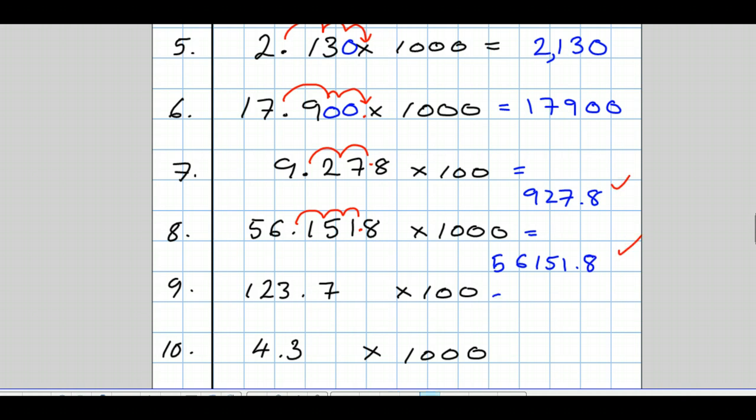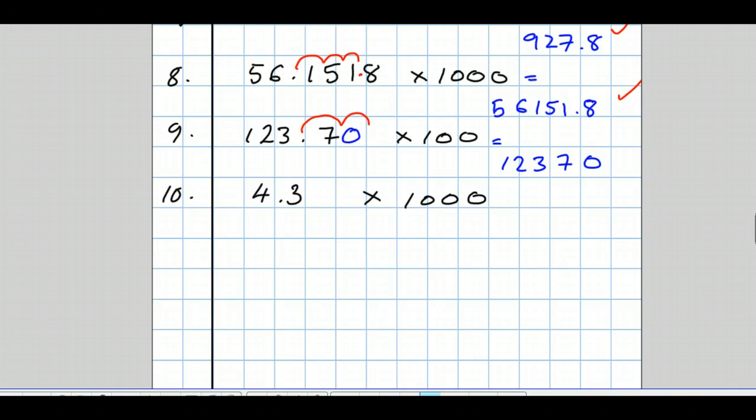Now, our last two examples. We've got to move the decimal point two places. We haven't got enough figures. And the only figure we're ever allowed to just add is the 0. So our answer is 12370. And finally, question 10. I multiply by 1,000, so we move the decimal point 3 places to the right. Haven't got enough figures, so I add zeros to give me 4, 3, and then 2 zeros. Okay, let's hope you got those 4 right.